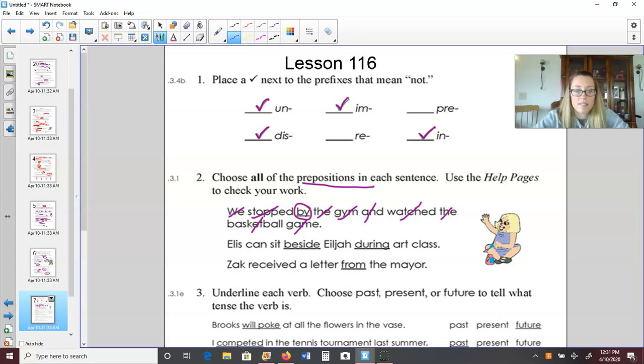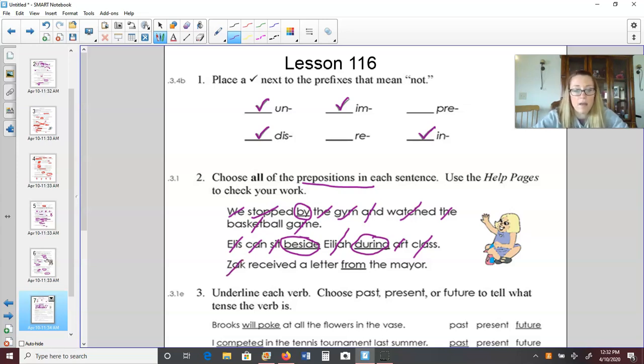Ellis can sit beside Elijah during art class. Ellis is a person, so that's a proper noun. Can sit is our verb with a helping verb. Elijah is our proper noun, a person. Art class. Art is an adjective describing what kind of class. So we're left with beside and during. We have two prepositions.